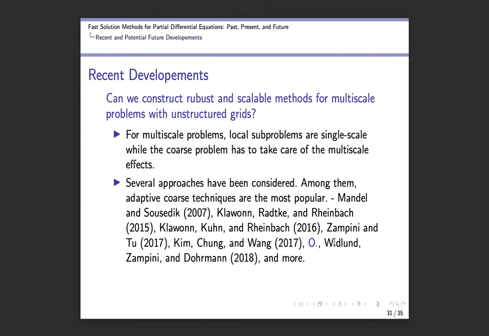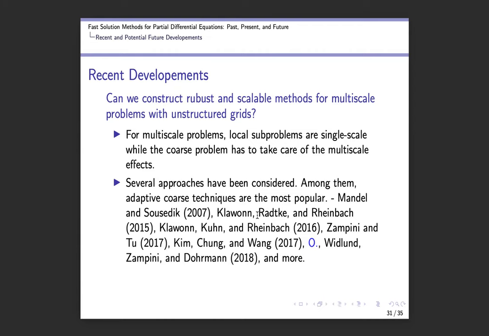So several approaches have been made. Among them, the adaptive coarse techniques are the most popular. So what is this kind of adaptive method? Basically, we consider one subdomain and another subdomain, and we consider the algebraic information between these two subdomains at the interface.